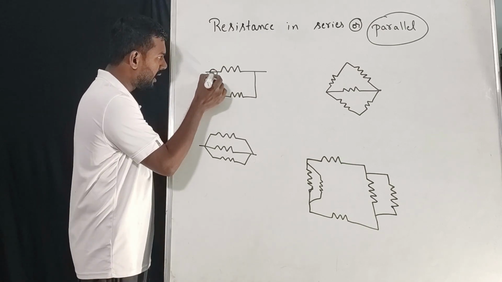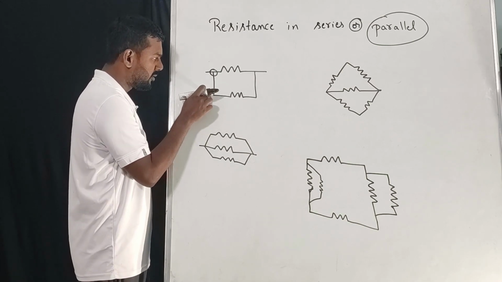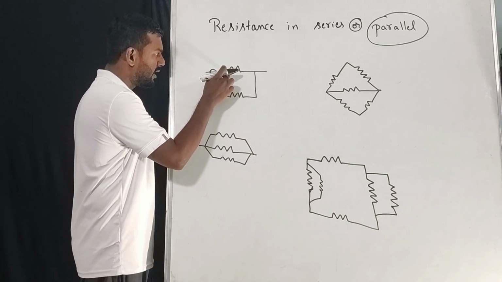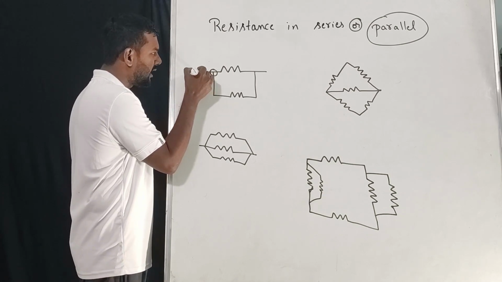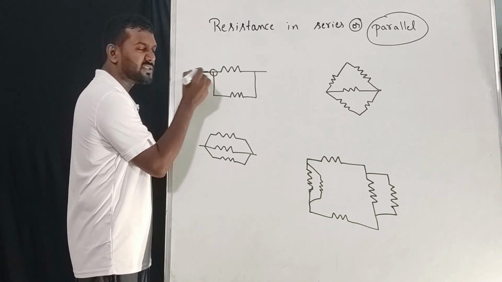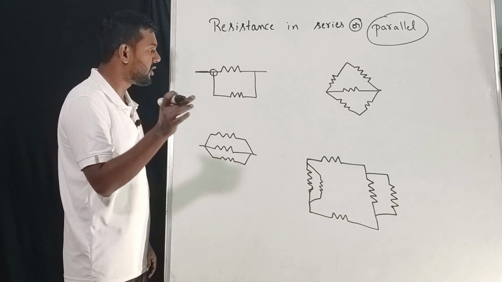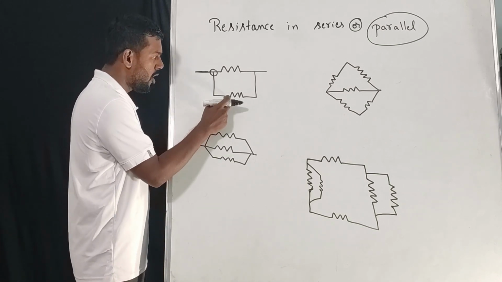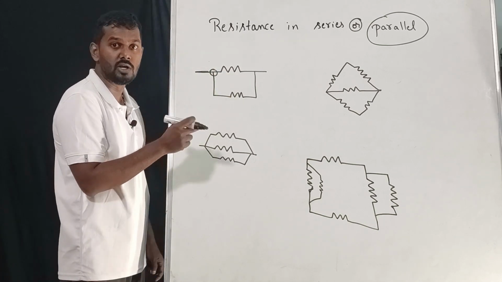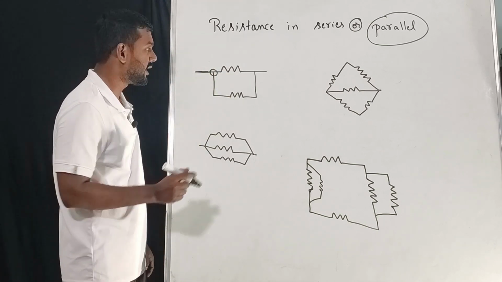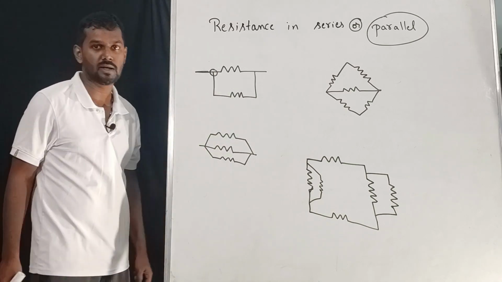See, at this point these two are connected, correct? One wire is coming from this resistor, one wire is coming from this resistor. There is one more extended line, right? You have to include this also as a wire. One wire is coming from this resistor, one wire from this resistor, and one extended wire. So how many wires are there? 3 wires. Then definitely this is in parallel.